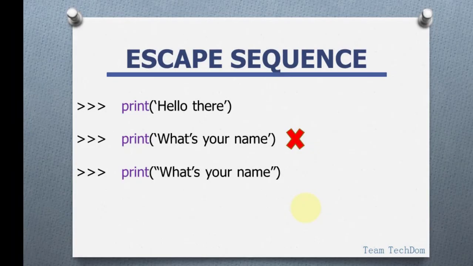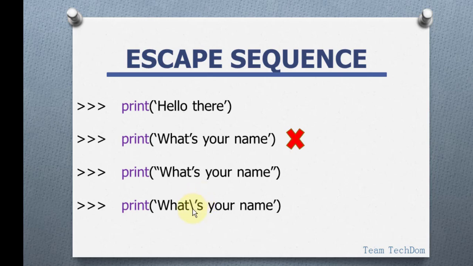Another way we can solve this problem is by using what we call escape sequence. Using the escape sequence, we will add this backslash before the quote. So adding this backslash is going to escape this quote. So Python will ignore this quote and print everything out, knowing it's going to end with this other quote here.